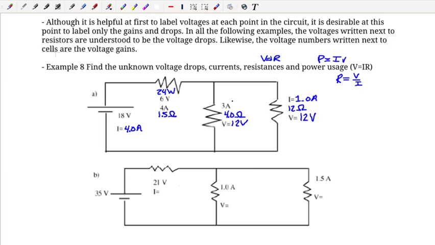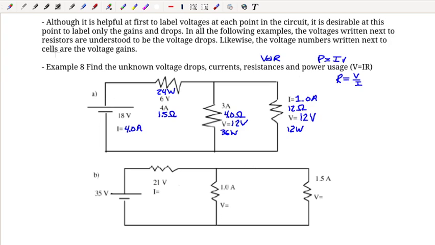12 times 3 is going to be 36 watts. And 12 times 1 is going to be 12 watts. So you see how that works? We can use these formulas to find our missing resistance and power in each case.